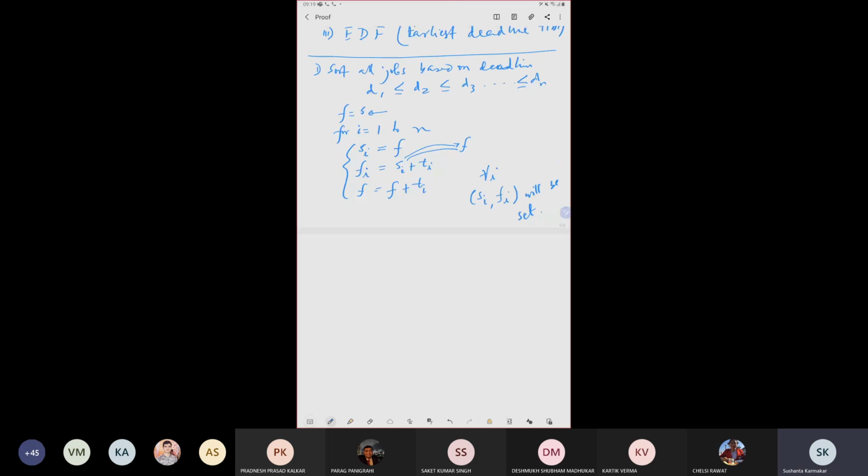you remember that this Si, i equal to 1 to n, corresponds to this Di. That means after the assignment of this deadline, the IDs of the jobs are actually changed. So this Di corresponds to job 1. This corresponds to job 2. This corresponds to job 3. So I just rename the jobs, actually.